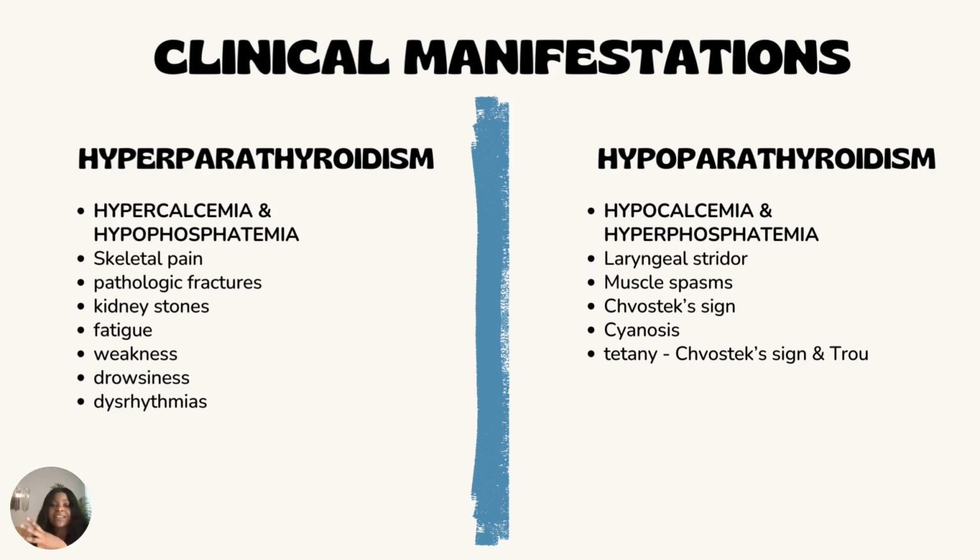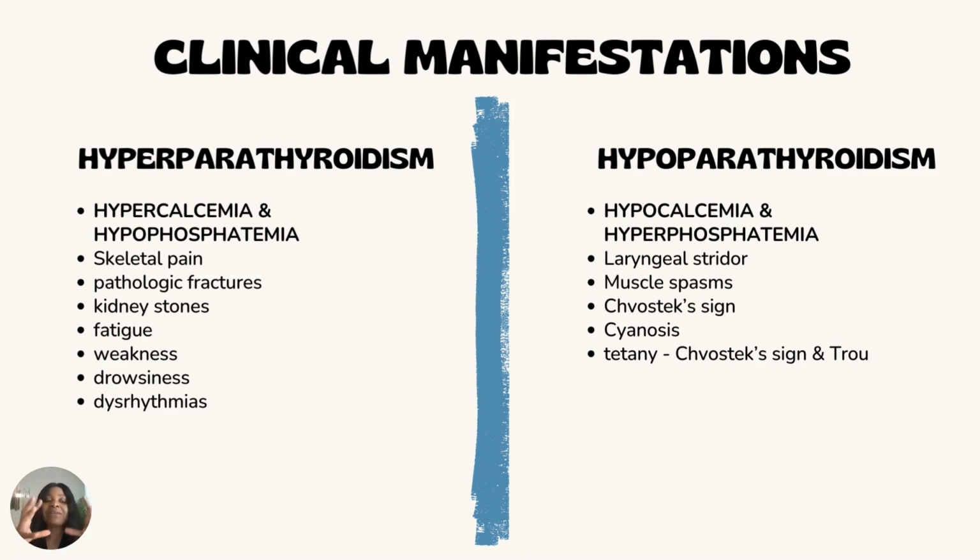If we go to the other side, which is hypoparathyroidism, this time we have hypocalcemia. That means we're going to have hyperphosphatemia. When your calcium level is low, one of the biggest, most deadly symptoms that you can have is a laryngeal spasm. Your larynx is your voice box. When you breathe in air, it passes through your nose, down your throat, through your larynx, then enters into your trachea, which then goes into your lungs.